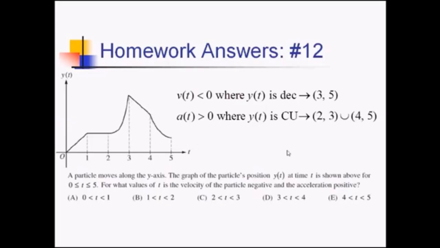So if we're looking for intervals where both of these things are true, well, 3 to 5 and 4 to 5, those are kind of overlapping, but only 4 to 5 has the concave up and the decreasing going on. We're only concave up decreasing right here. So the overlap between those is 4 to 5, choice E.